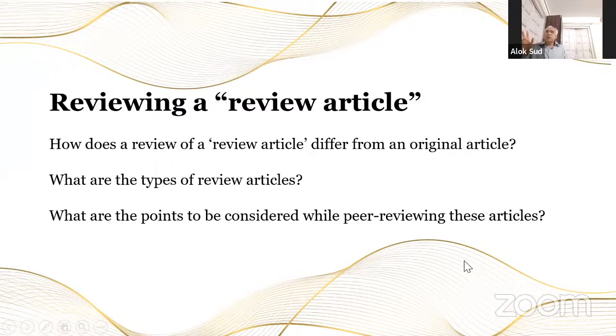What is most important in a review article is that it should be unbiased. It's not that because I am using this material or this drug, I should be biased for it and present a review article for that. That kind of bias should be absent, and the reviewer should look for that. That is the most important thing to look for.